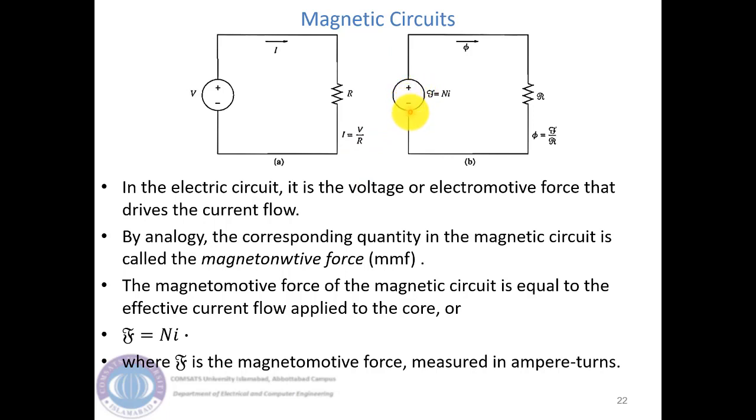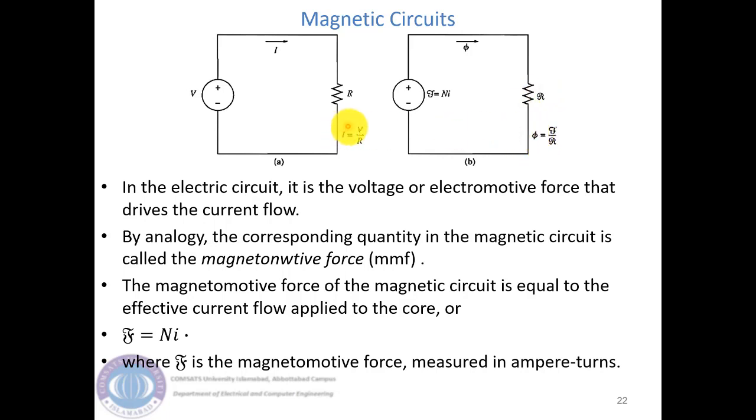Now the magnetic circuit will produce flux in it, and that magnetomotive force is F, where F is equal to Ni. We use this script F to differentiate it from the mechanical force. This is measured in ampere turns. The magnetomotive force of the magnetic circuit is equal to the effective current flow applied to the core, and this is the reluctance of the path.